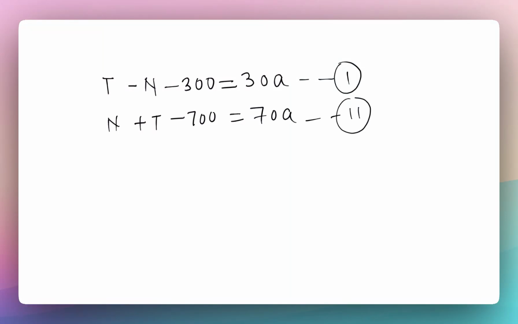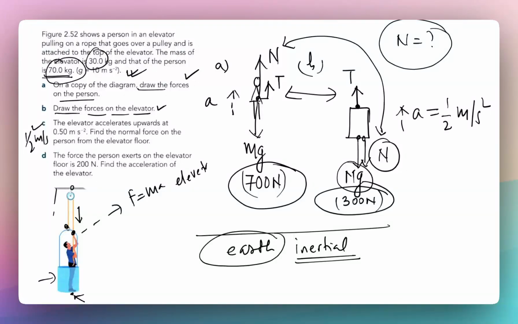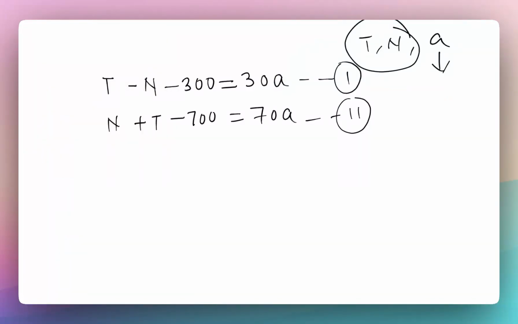Now, which are the unknowns? We have unknowns T, N, and A. Because A is now given, we only have two unknowns, T and N, and we have two equations, so we should be able to solve it. We are not interested in the tension. We have to find the normal reaction first. So what we can do is eliminate the tension.